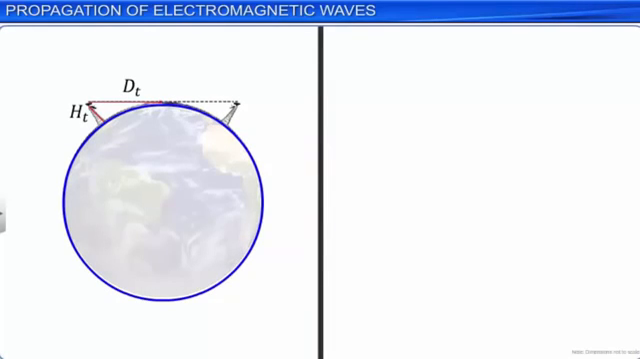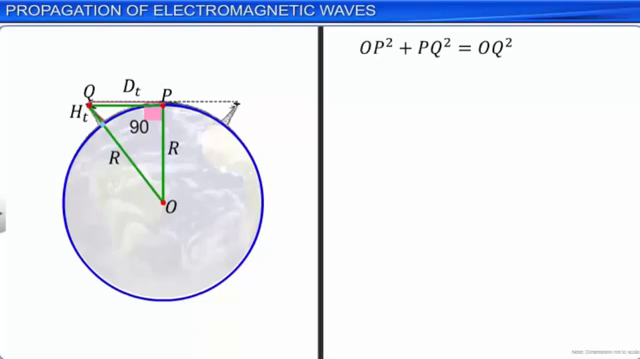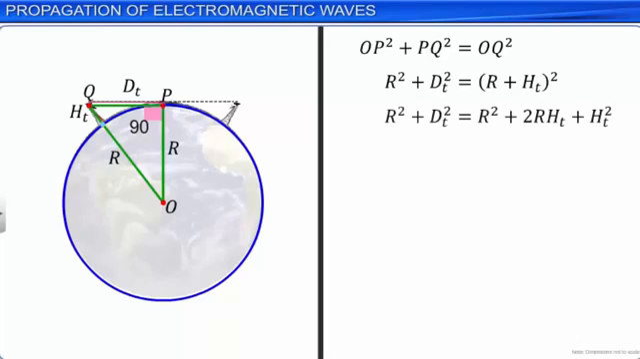Consider a point P on the horizon, to which we need to find dt. Let the point at the height of the antenna be Q and the center of the earth be O. Then, the triangle formed by joining the points P, Q and O is a right-angled triangle with right angle at P. Using Pythagorean theorem, we get OP square plus PQ square is equal to OQ square. This gives R square plus dt square is equal to R plus ht square. On simplifying, we get dt square is equal to 2Rht plus ht square.